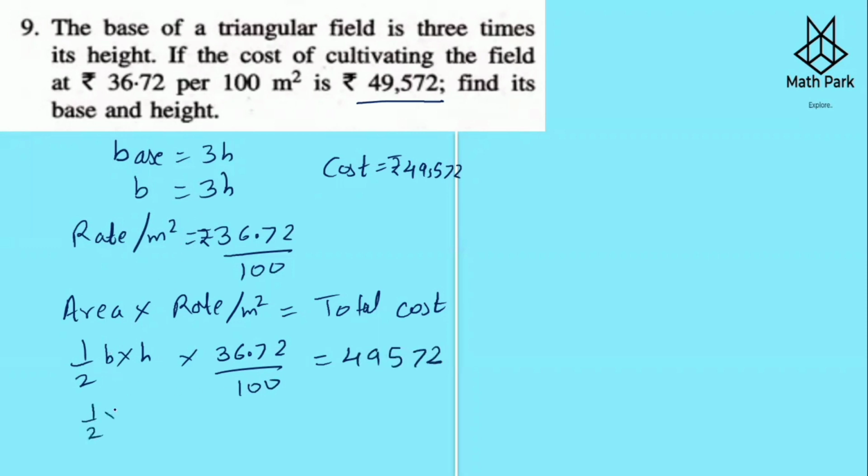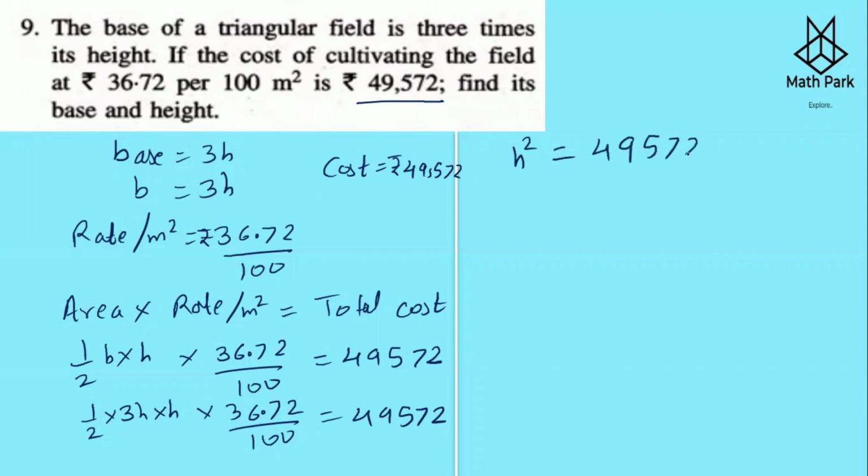Now base is 3h. So we write here half. In place of b, we write 3h into h into 36.72 by 100 is equal to 49,572. Let us simplify this further. So we get here h square is equal to 49,572 multiplied by 2 multiplied by 100. This 2 and 100 will go up. Rest all this 3 and 36.72 comes in. So it is 3 into 36.72, which I'll write as 3672. And instead, I'll take one more 100 up there, just removing the decimal of this.